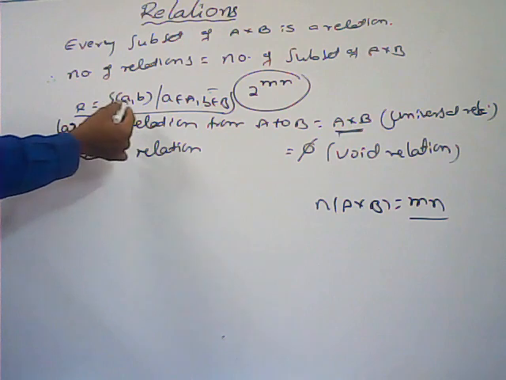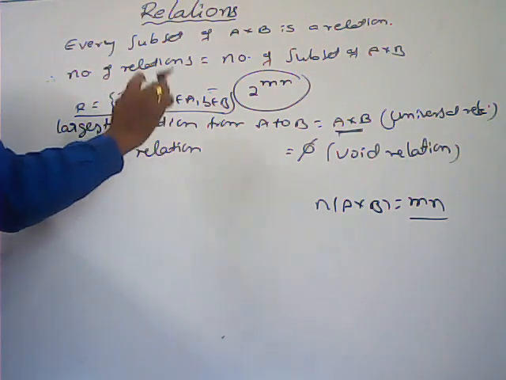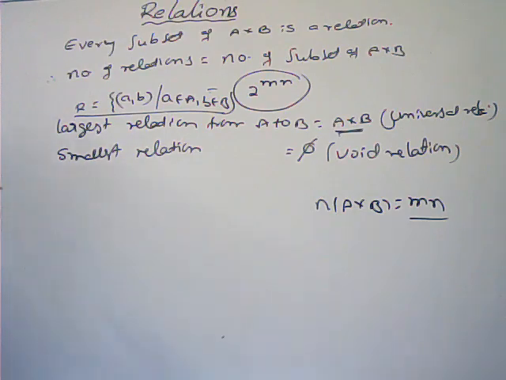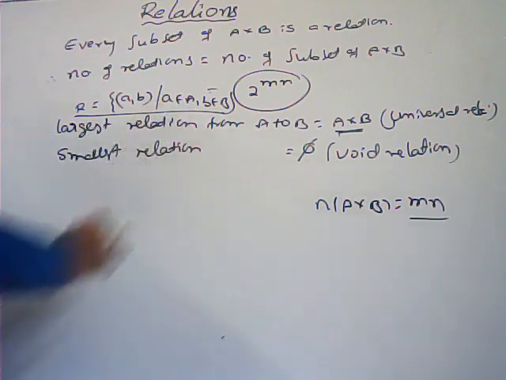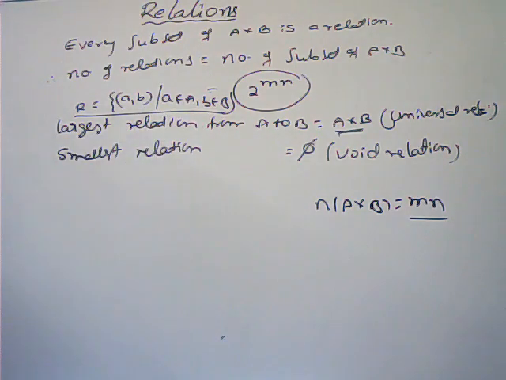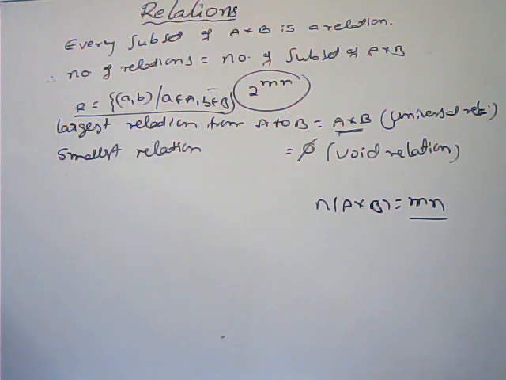Here relation, that is equal to ordered pair A comma B such that A belongs to A, B belongs to B. Here I showed one example also. Here the largest relation from A to B, that is nothing but A cross B only. You have to write all the ordered pairs in A cross B. That one we say universal relation. Smallest relation, that is equal to empty relation, empty set only. This one we say void relation.